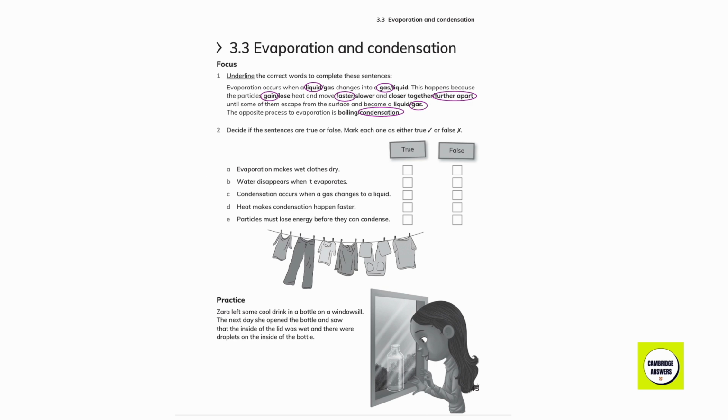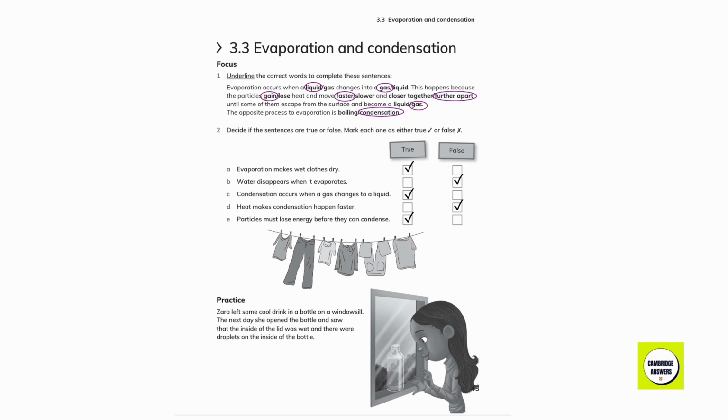Decide if the sentences are true or false. Mark each one of them as true or false. Evaporation makes wet clothes dry. True. Water disappears when it evaporates. False. Condensation occurs when a gas changes into a liquid. True. Heat makes condensation happen faster. False. Particles must lose energy before they can condense.